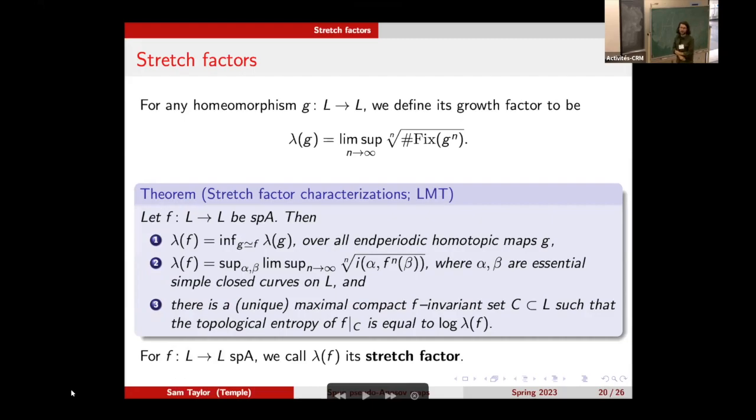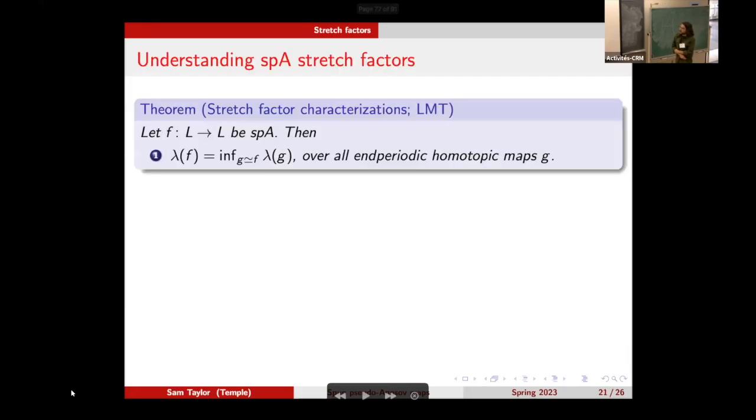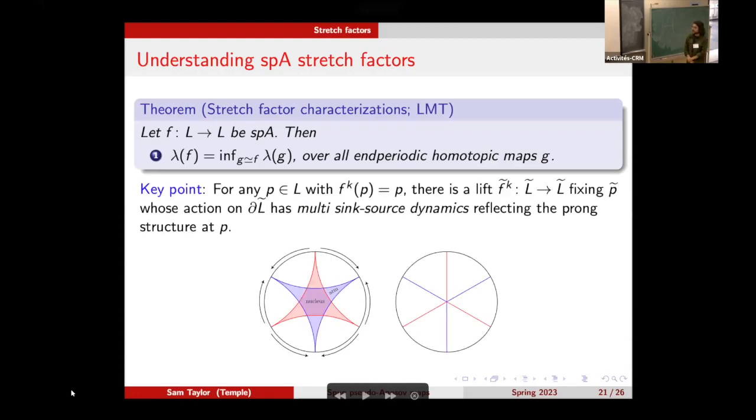Okay. So maybe I'll tell you a little bit about how this works. The first part was that these spun pseudo-Anosov maps have the tightest dynamics, the fewest fixed points. So here's the proof. What does one need to do to prove that the spun pseudo-Anosov map has the fewest number of periodic points among all n-periodic homotopic maps? Okay, so here's what you should do.